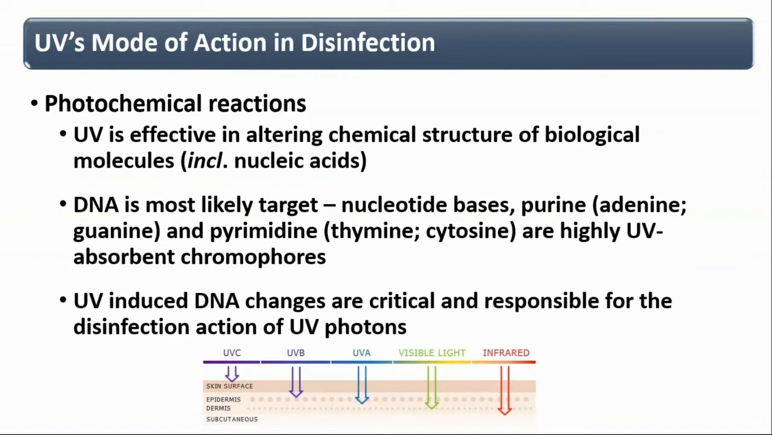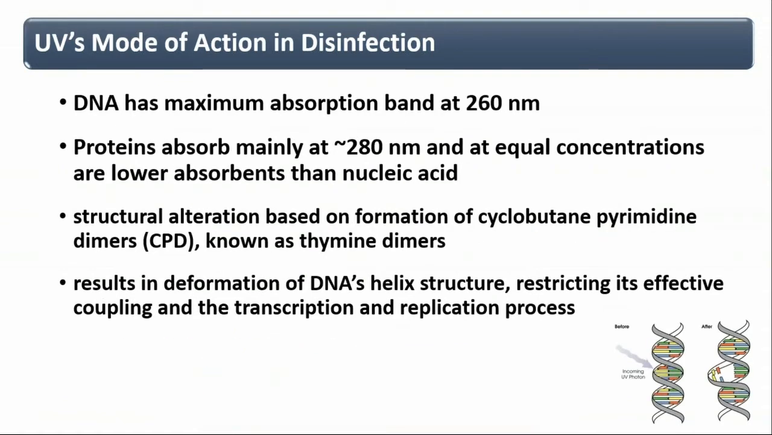The next slide, please. So UV is effective in altering the chemical structure of certain biological molecules, and specifically the nucleic acids found in DNA, and that's where the main target is. And it's these nucleotide bases, and we all remember our DNA helix, the purines and the pyrimidines, and it's mainly the thymines which are most involved, and we'll get into a little bit of detail on that, but it's changes induced by the UV irradiation to that DNA helix that are responsible for the disinfection by the UV photons. So if we can go to the next slide.